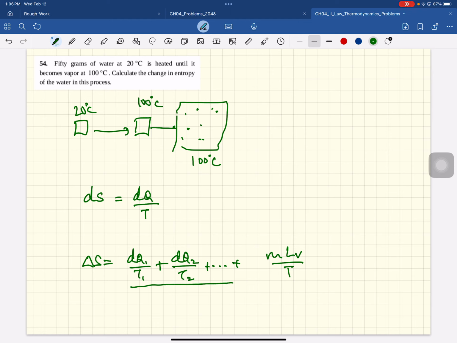What is this? When you add a bunch of little stuff... But you guys are very sophisticated, and that is an integral.